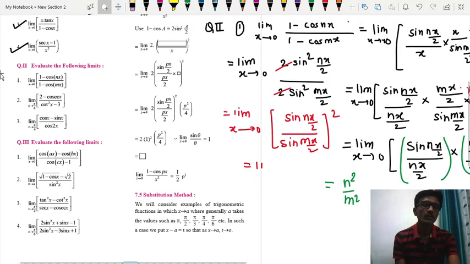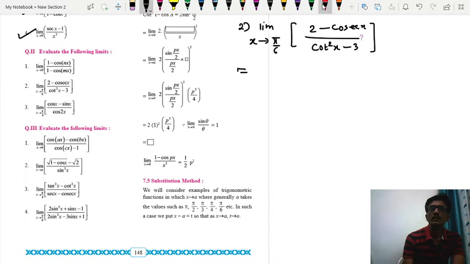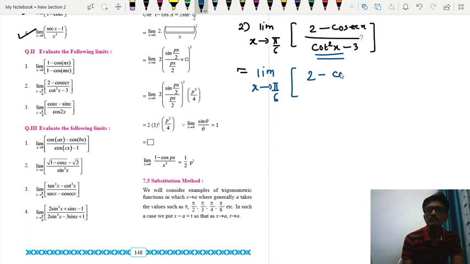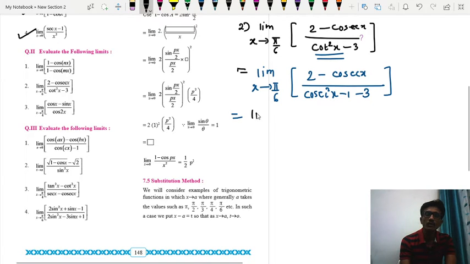Here, question number 2. This is limit x tends to pi by 6, (2 minus cosec x) upon cot square x minus 3. Cot square we will write as cosec square x minus 1, so the denominator is cosec square x minus 1 minus 3. We'll take the minus sign common from the numerator.